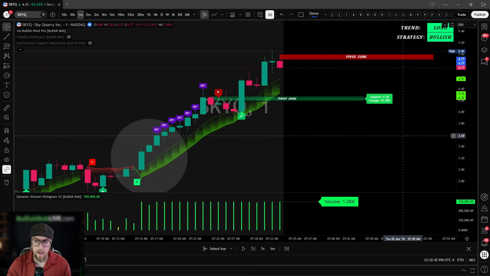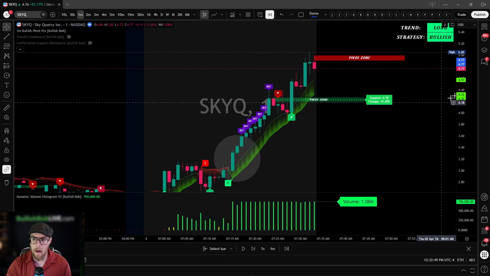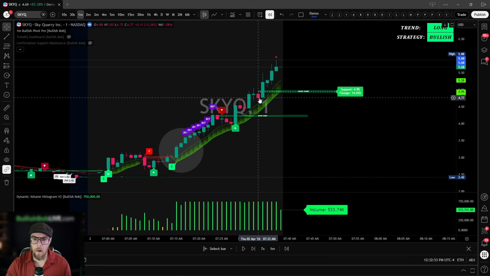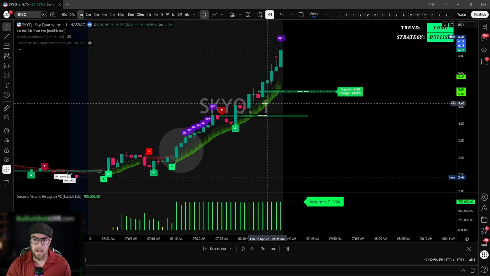So we have both the trend and the strategy pointing in the same direction. So it's all green and go for long trades, right? Okay. Now we're seeing a pivot zone at the top of this. Let's see what happens. Let's hit play. There we go. Another entry. So it pulled back, gave a close above the pivot. There's your entry, continued higher.